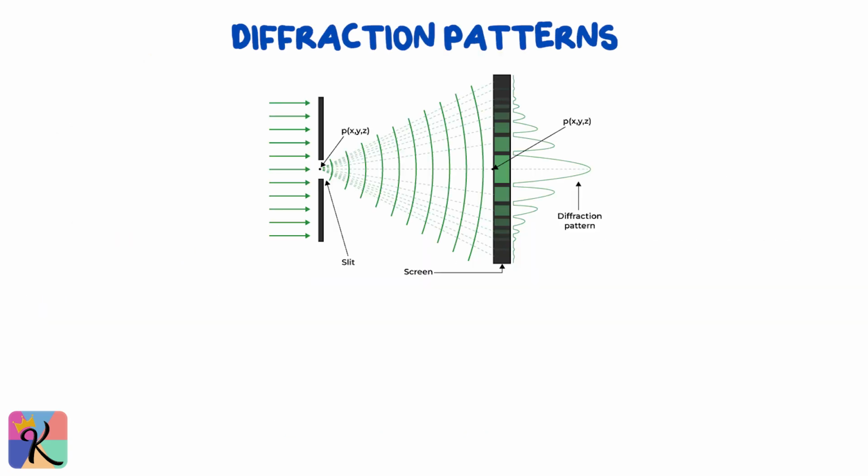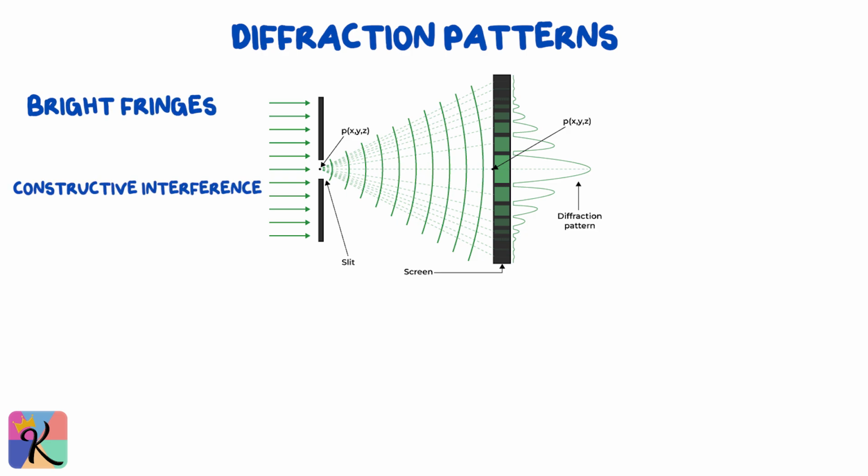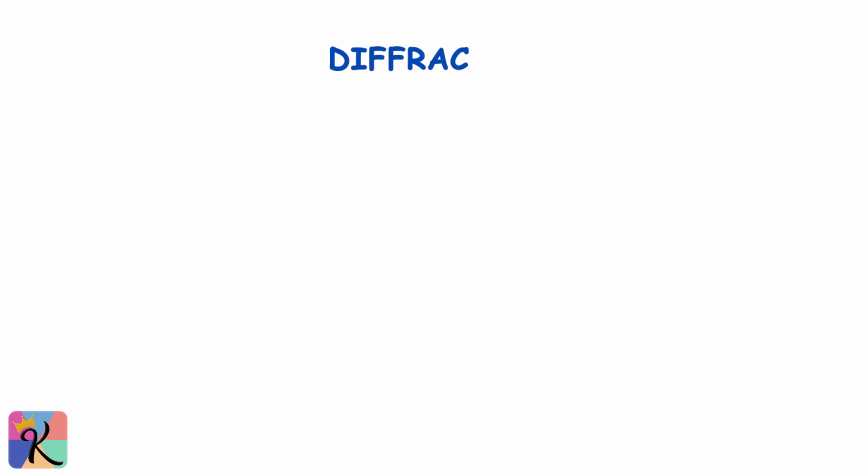In diffraction and diffraction patterns, the bright fringes correspond to constructive interference, while the dark fringes correspond to destructive interference. This principle underlies many optical phenomena and is crucial for understanding diffraction.